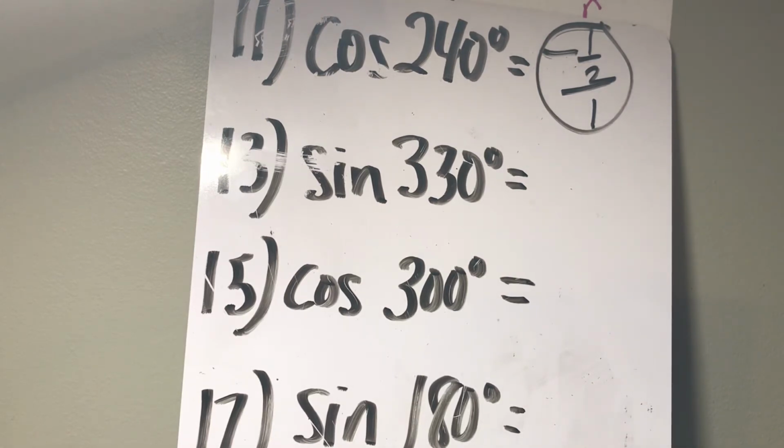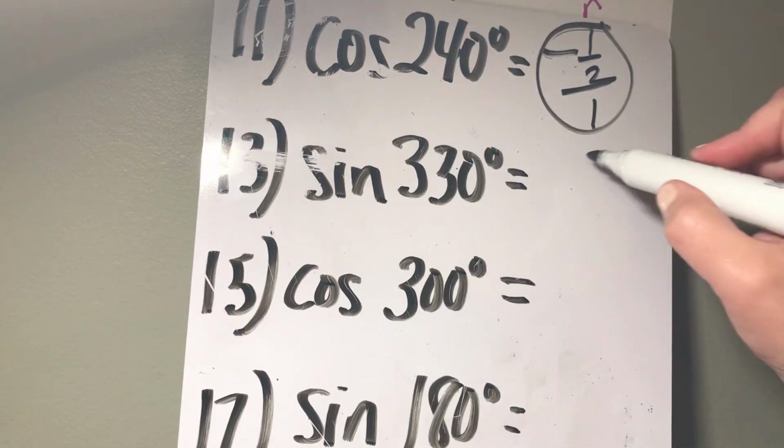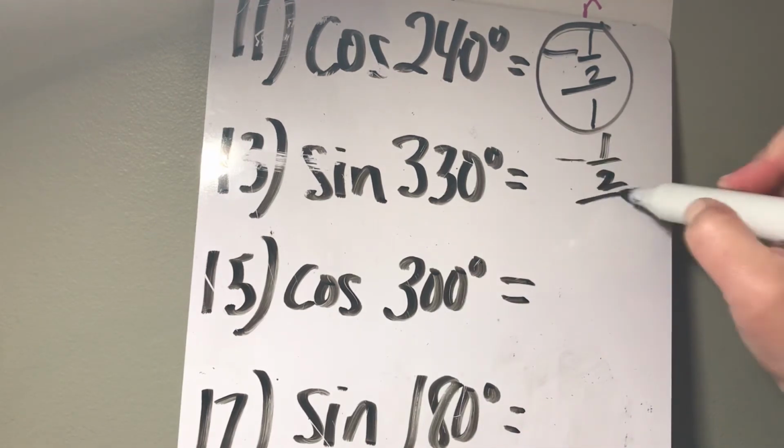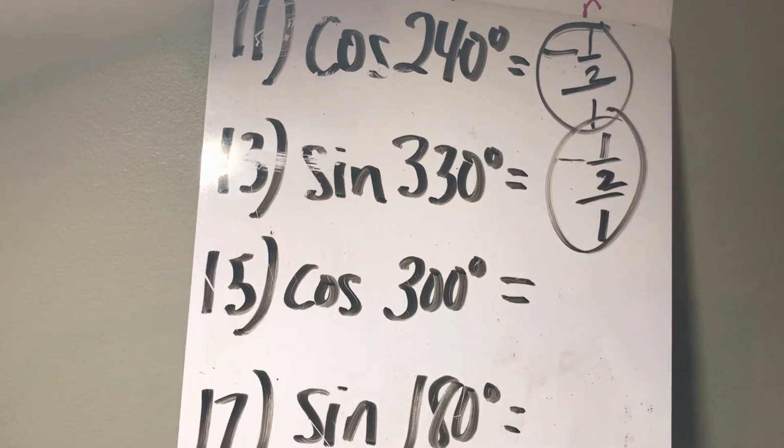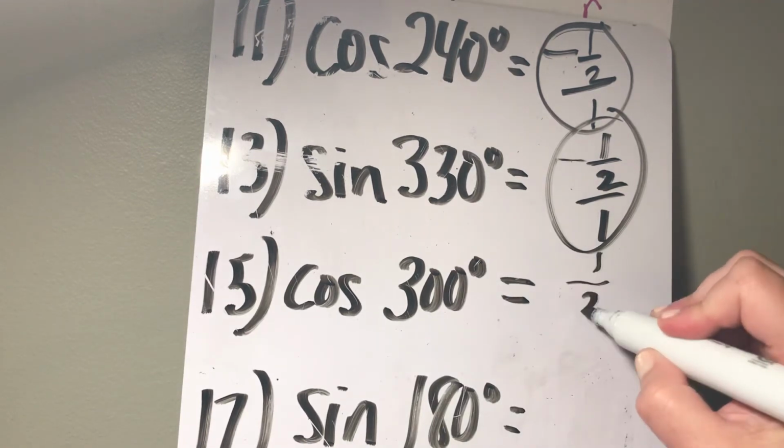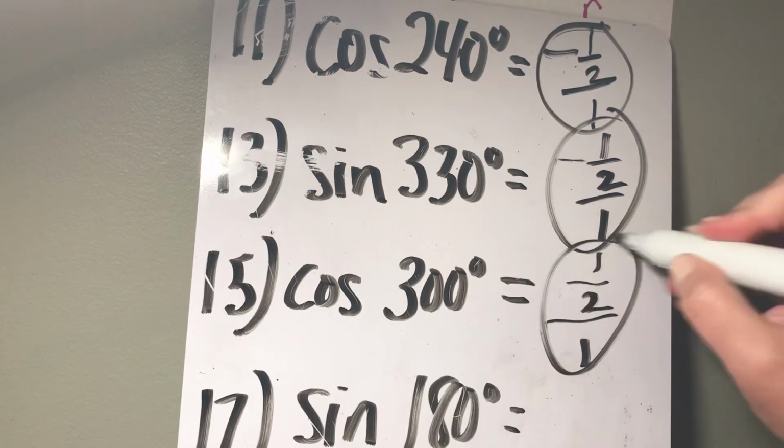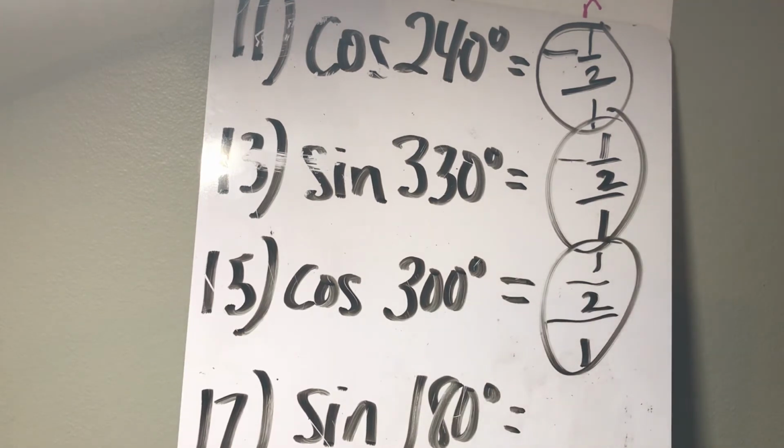Number 13, the sine of 330 degrees. Sine is the y value at 330 divided by r. Or again, you could just put -1/2. Number 15, cosine of 300. Go to 300 degrees. At 300 degrees, the x value is 1/2. The r is 1. Number 15, you can just put 1/2.